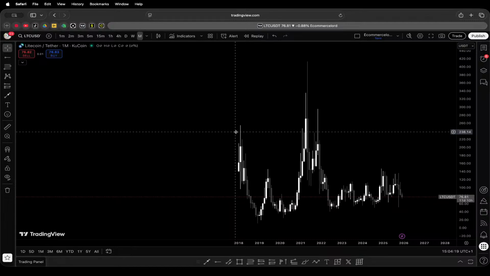The 1 hour is for when I'm trying to catch a trade within the day. I'll take note of this particular resistance or support zone. So if price comes here, I know resistance is here and support is here, and we know whether to take profit or continue holding the trade.